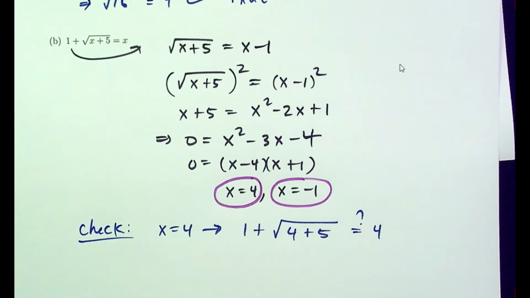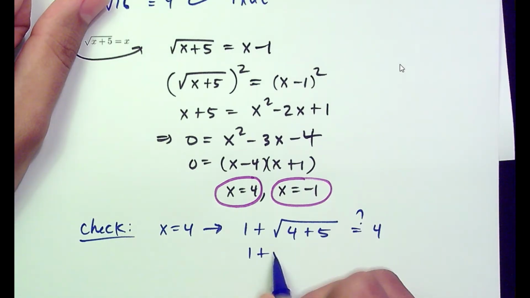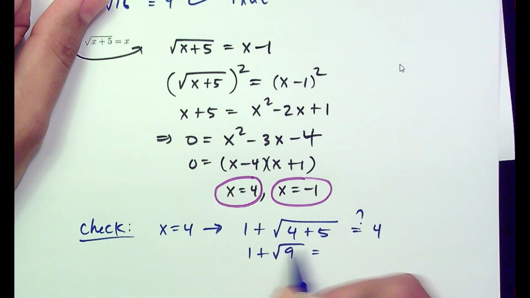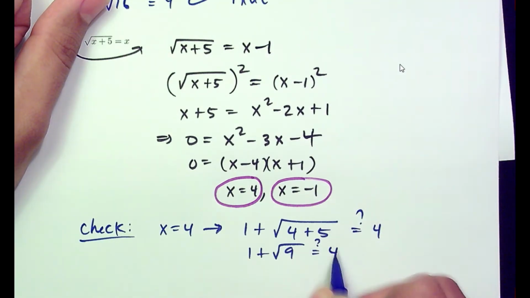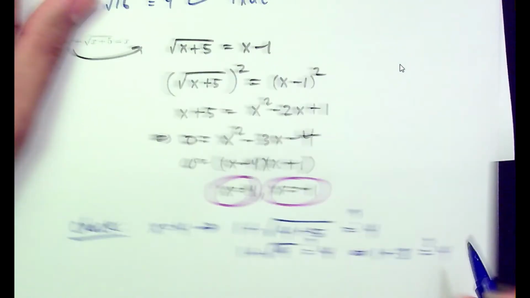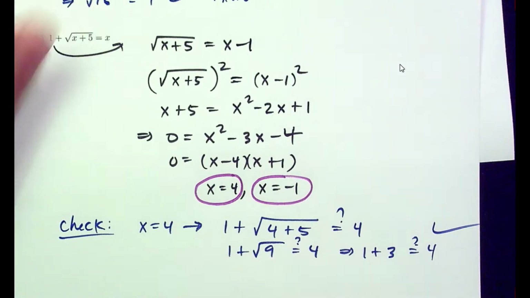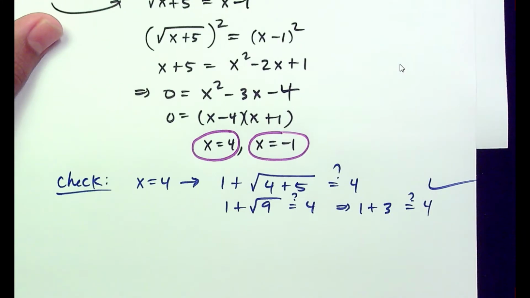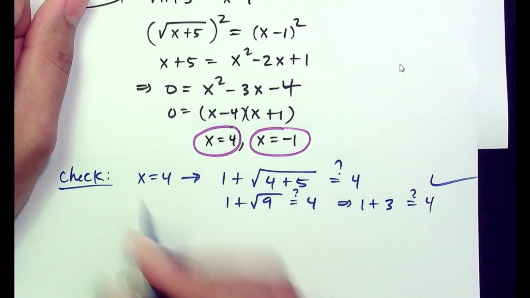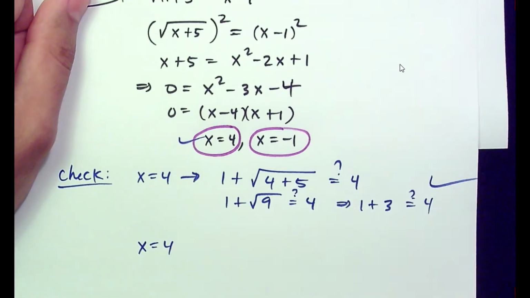All right, I don't know. It's not obvious. We need to simplify this. So take your time, simplify, and see if it works. Is it true that 1 plus square root of 9 equals 4? Well, square root of 9 is 3, so is it true that 1 plus 3 equals 4? Yes, that's true. So that means x equals 4 is a solution. That one works.